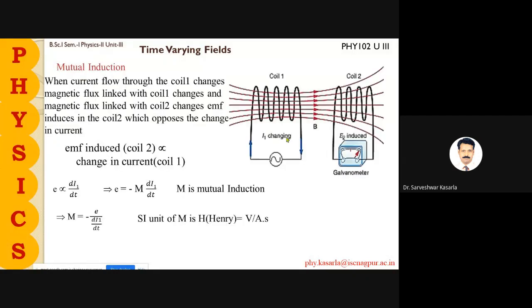This phenomenon of mutual induction is used in the transformer. A transformer is an electrical device which converts high voltage into low voltage, or low voltage into high voltage.